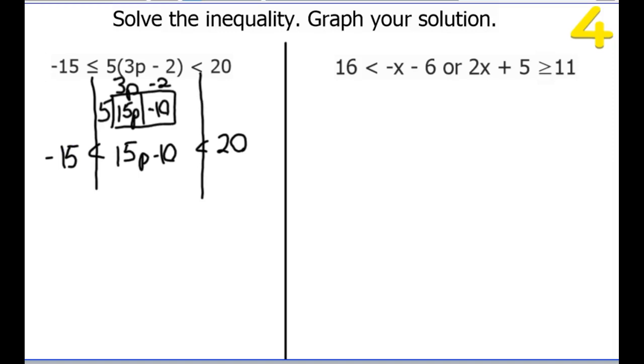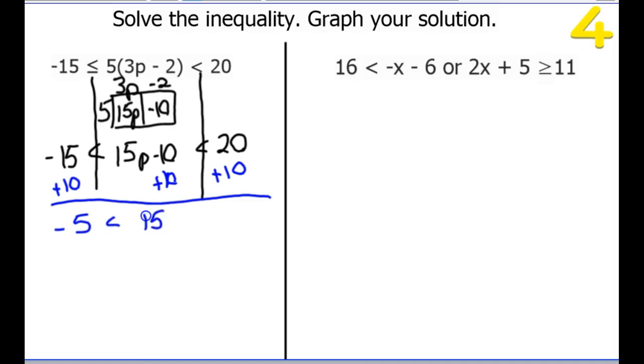Now we look at the middle, and we need to get p by itself in the middle. We're solving the middle. So what we're going to do is add 10. What we do in the middle here, we need to do to both sides. So we're going to add 10 to both sides. So what we get here is negative 15 plus 10, negative 5, is less than 15p, which is less than 20 plus 10, which is 30.